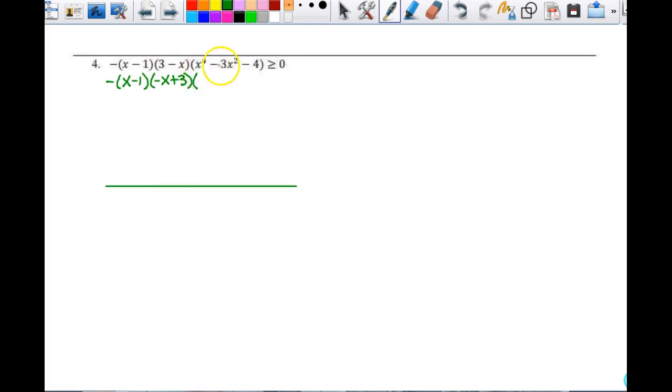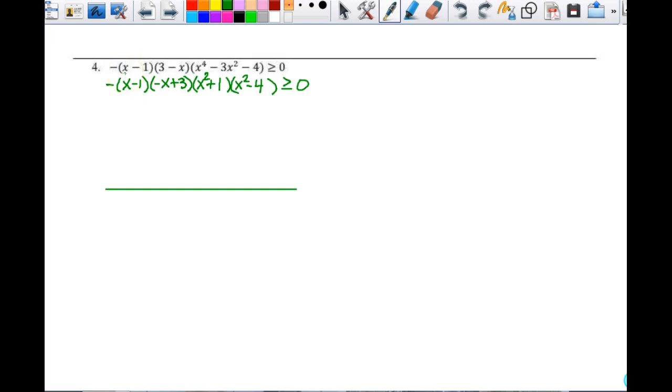So this is x to the 4th, but I can treat this like a quadratic. So it's going to look like this. This is going to be x squared and x squared. This is negative, so the signs are opposite. So I need two numbers that multiply to give me negative 4, and combine to give me negative 3. So it's going to be a positive 1 and a negative 4. And check myself: 1 times a negative 4 is a negative 4. Then that's positive x squared, negative 4x squared, gives me that negative 3x squared. It's greater than or equal to 0.